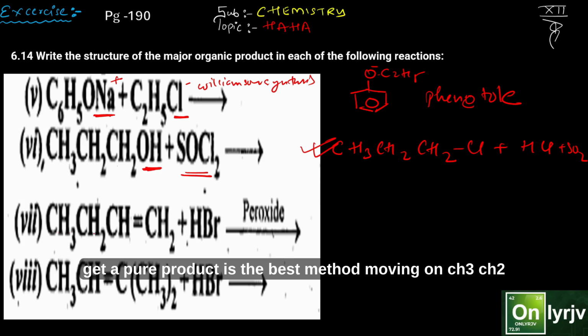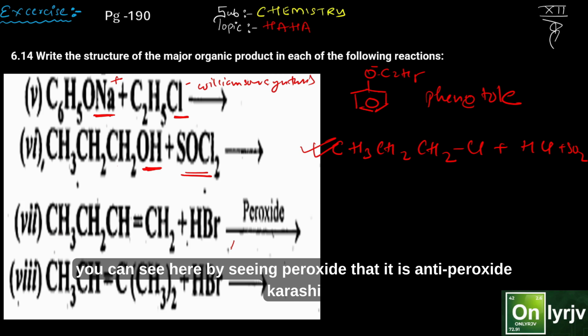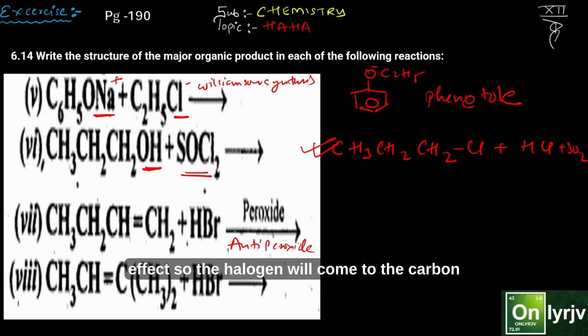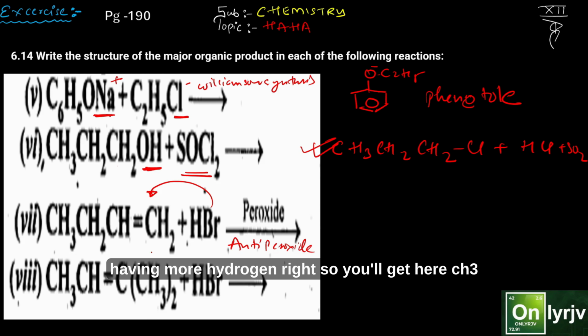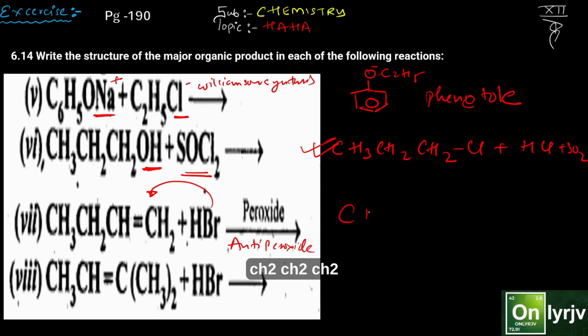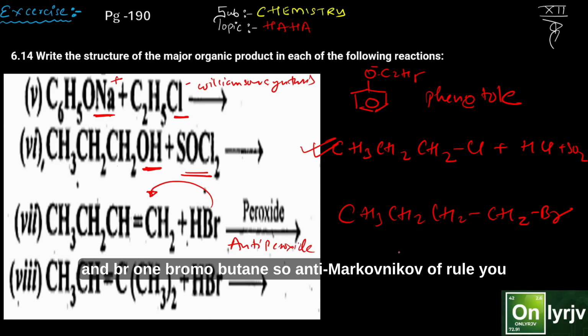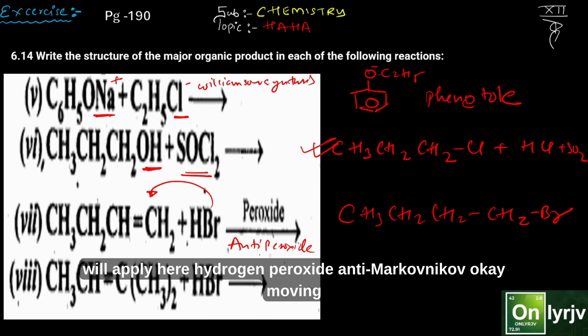Moving on, CH3CH2CH=CH2 plus HBr in the presence of peroxide. By seeing the peroxide, you can tell it is the anti-Markovnikov peroxide Kharasch effect. So the halogen will come to the carbon having more hydrogens, right? So you'll get CH3CH2CH2CH2Br, 1-bromobutane. So you apply the anti-Markovnikov rule here, because of the peroxide.